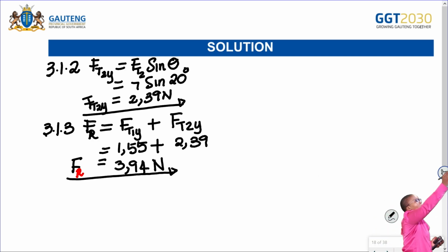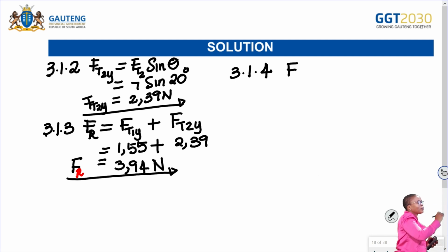So, 3.1.4. Therefore, your F, I'm going to call it FRV. I'm going to tell you why I'm saying that. RV, okay? It's a resultant force of the vertical components, okay? So FRV in this case is equal to what?